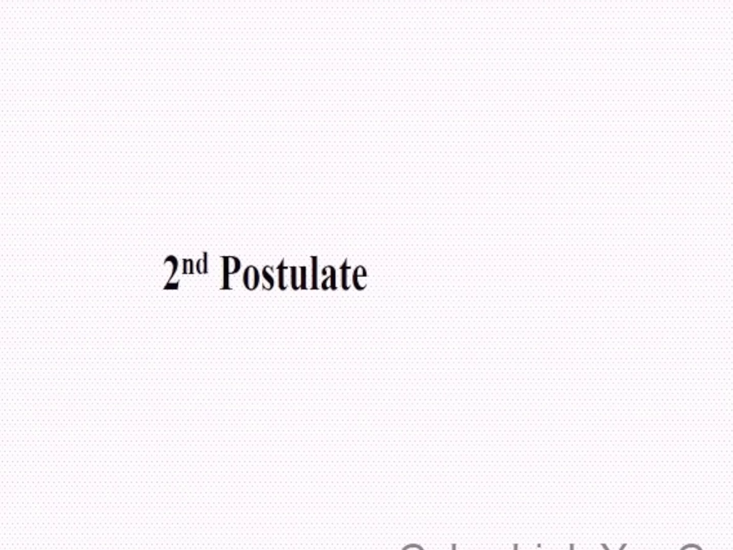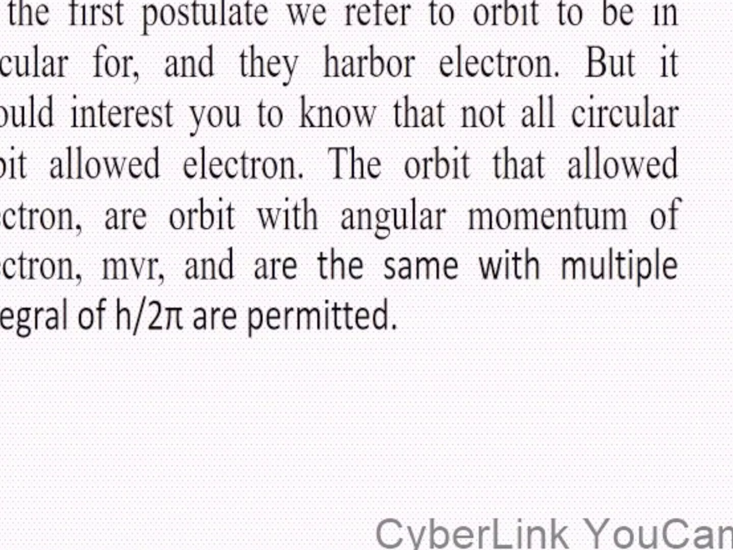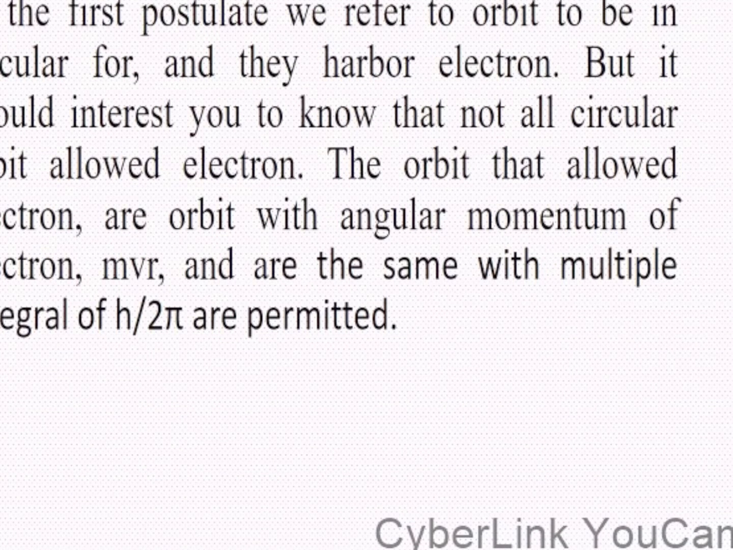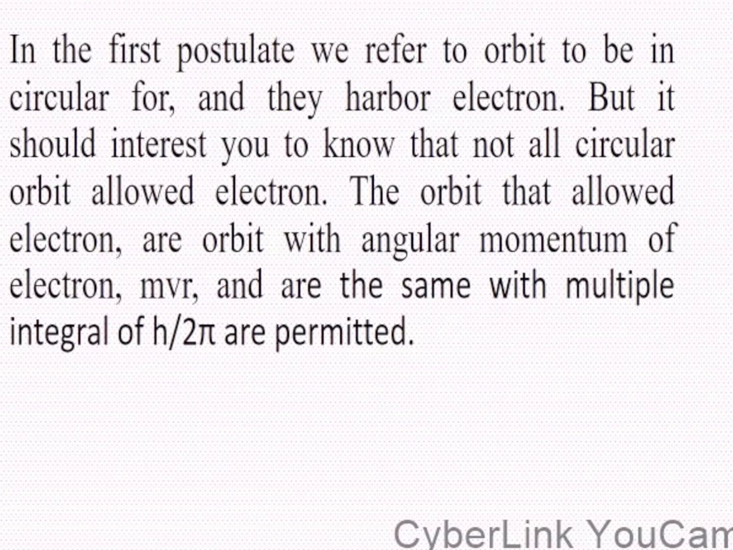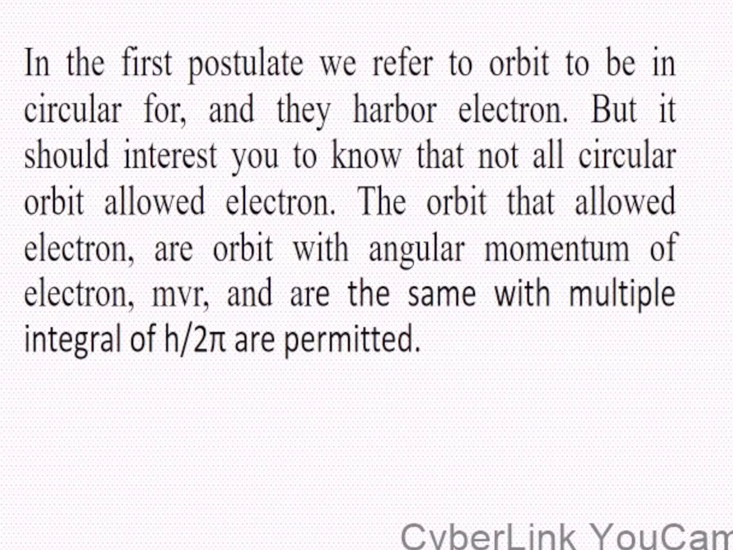We'll look at the second postulate. The first postulate refers to the orbit being a circular path with electrons, but it should interest you to know that not all circular orbits are allowed for electrons. The orbits that are allowed are those with angular momentum of the electron, mvr, equal to an integral multiple of h over 2 pi.